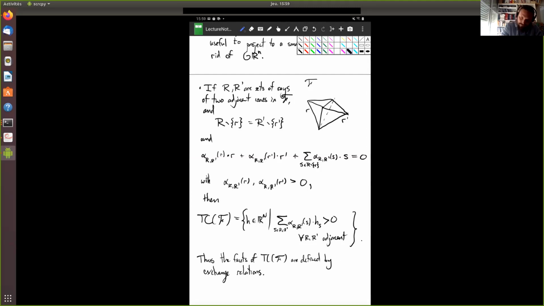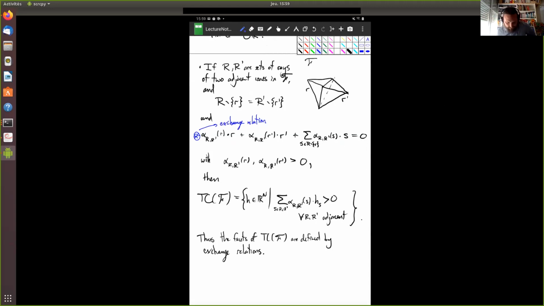Maybe I should have said that this thing here I call an exchange relation. The reason I call it an exchange relation is because of cluster algebras. If my fan F is the G vector fan of some cluster algebra, then these relations are the exchange relations of G vectors inside my cluster algebra. So you can recognize the combinatorics, but I don't have to work with cluster algebras in this part. This works for any fan. So the facets of the type cone are defined by exchange relations. So the question now is, which ones?